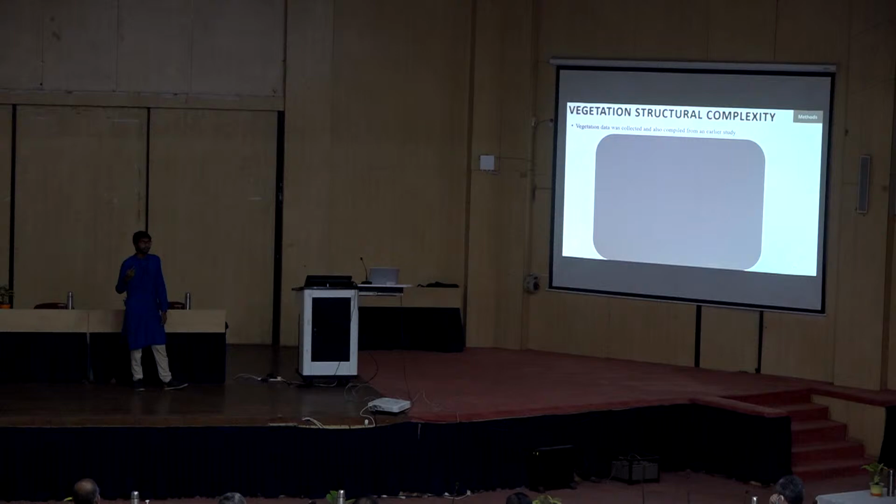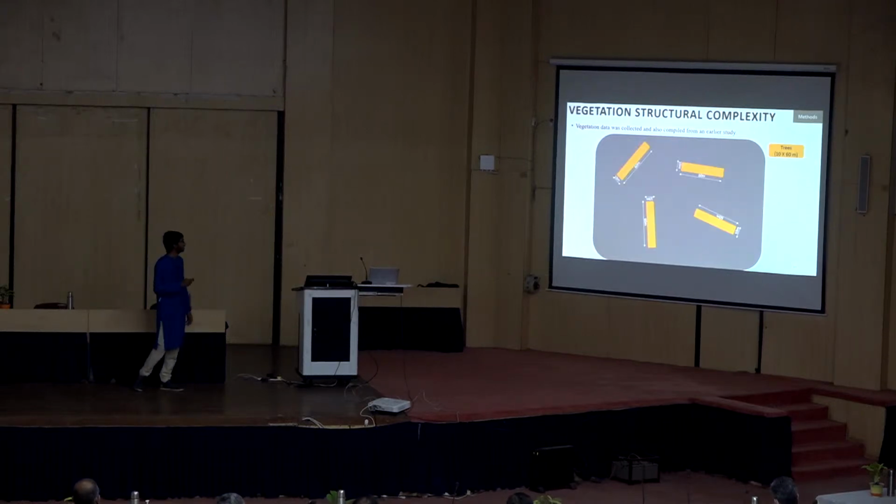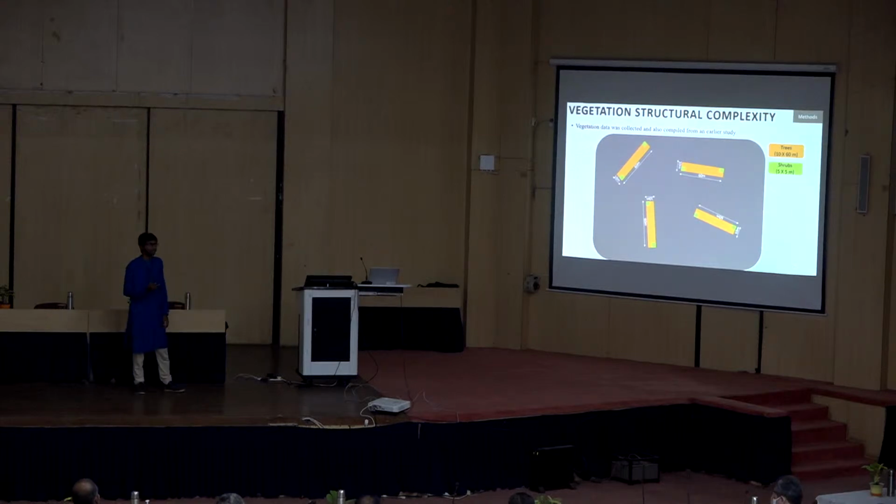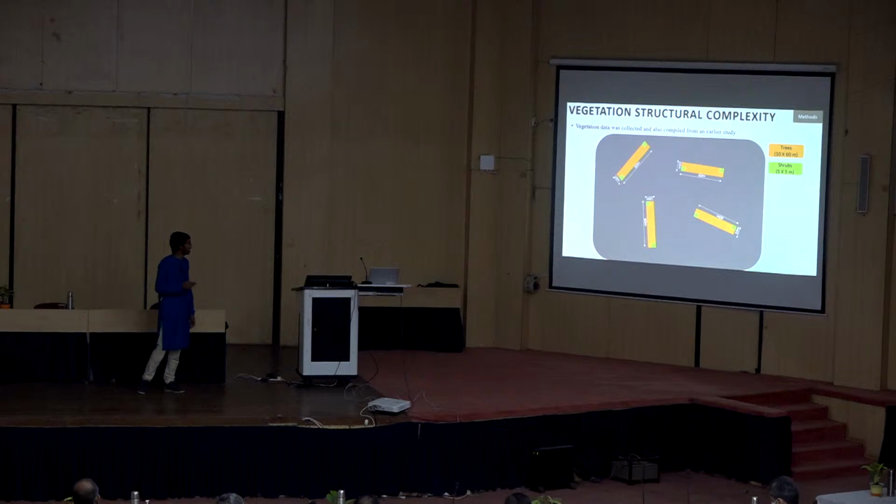For checking the structural complexity of the vegetation, I compiled data from a previous study and also collected data from some of the sites. For getting data related to trees, I had a 10 by 60 meter belt transect, and at the start and end of the transect, I had a 5 by 5 meter subplot for shrubs, and along the transect at 4 points, I gathered information on leaf litter amount and canopy.